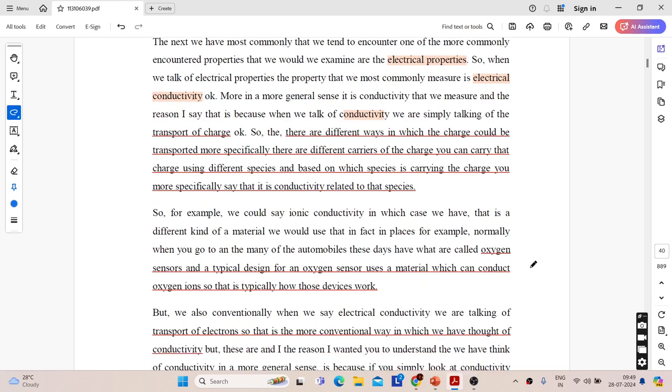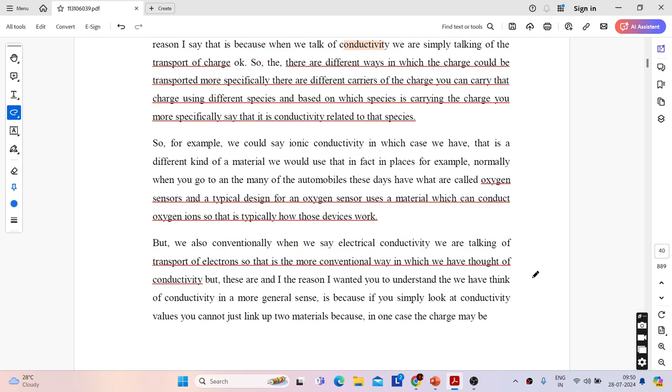For example, what we have explained here is oxygen sensors, and a typical design for oxygen sensors is one that can conduct oxygen ions. So that is what we told here, that the species which is moving, carrying the charge, gives its name to the conductivity that will be measurable. Mainly, in current and all, whatever we are dealing with are electrons, so that is the electrical conductivity, the term we mainly use.